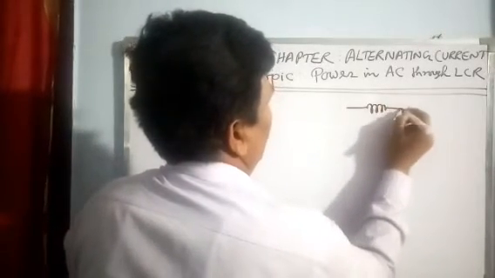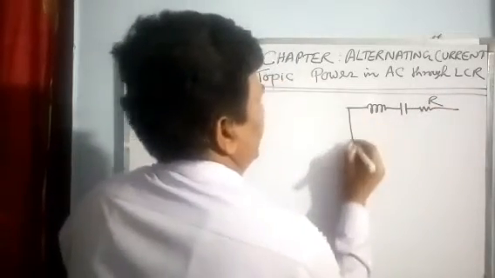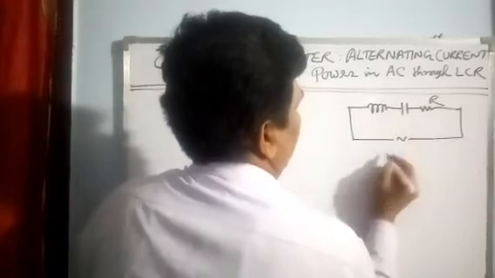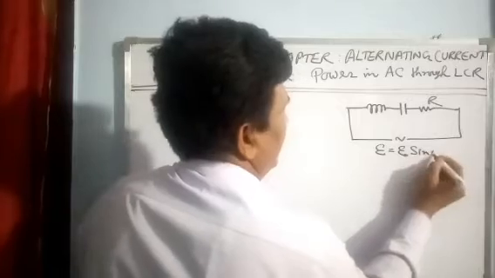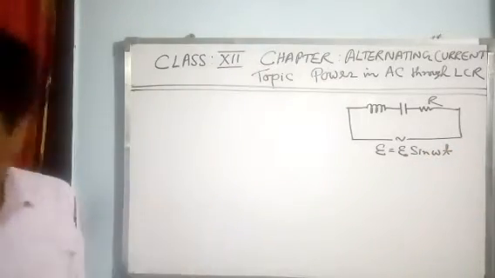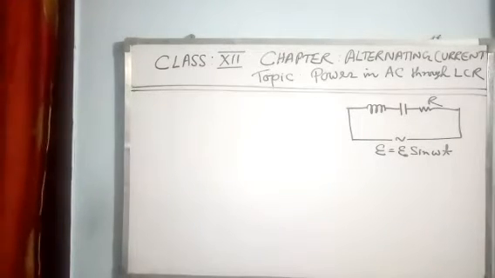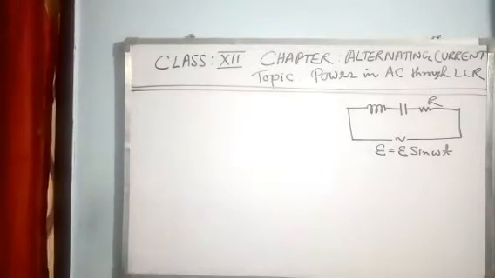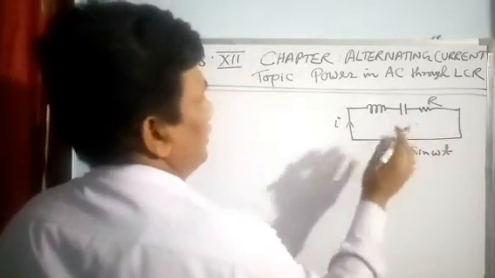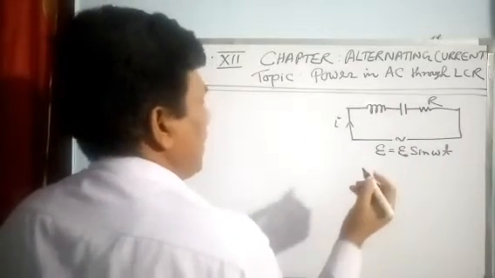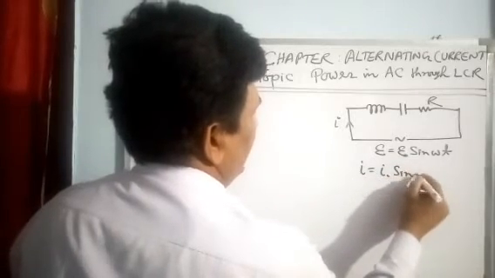Say this is one AC circuit with an inductor, a capacitor, and a resistor connected to AC, and the AC signal is in the form E equals E naught sin omega t, which is varying sinusoidally. Omega is the angular frequency, E naught is the maximum EMF. Then the corresponding current through the circuit will be given by I equals I naught sin omega t.